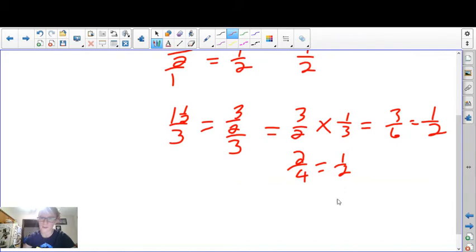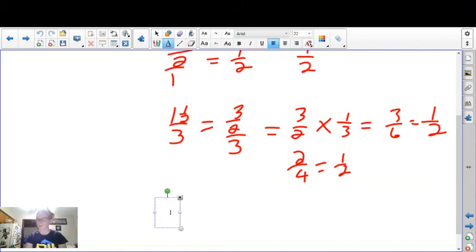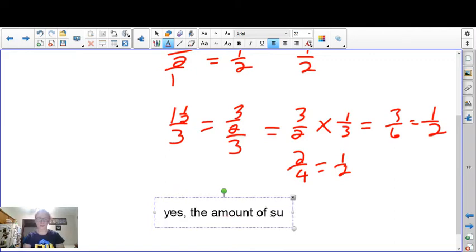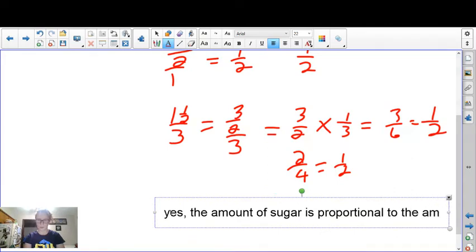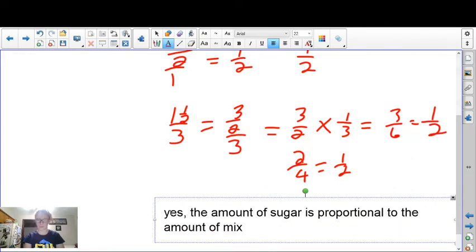So I can say definitively, without doubt, because I did my math: yes, the amount of sugar is proportional to the amount of mix needed for our fruit punch.